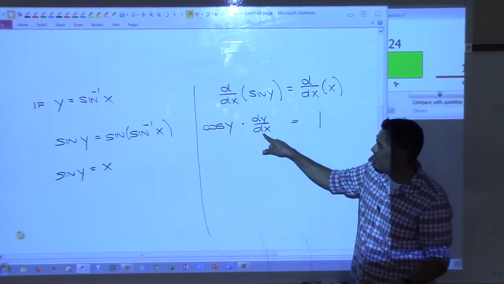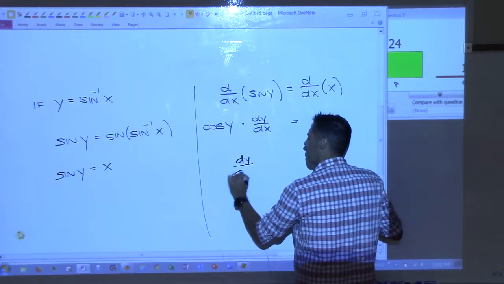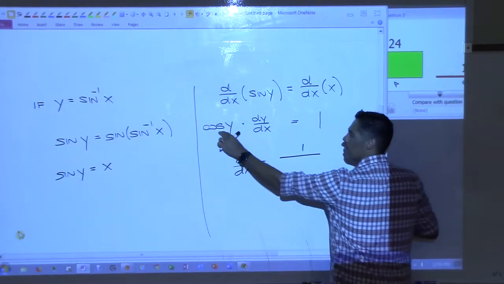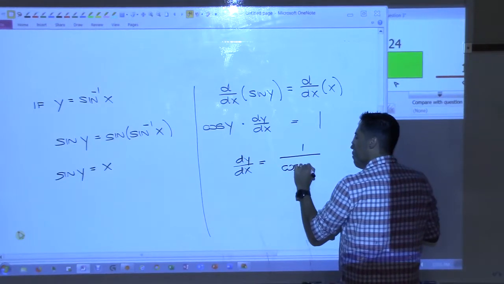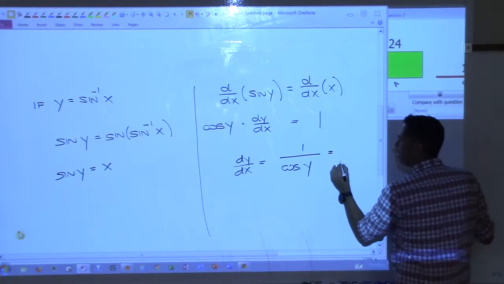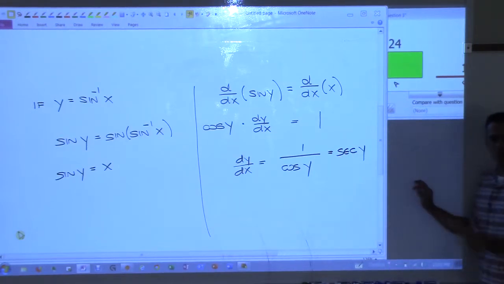So let's isolate this. Let's get this by itself. So I'm going to go dy dx equals 1 over cosine y. Divide both sides by cosine y, right? That it? So it seems like the answer should just be secant y, right? 1 over cosine y is secant y.